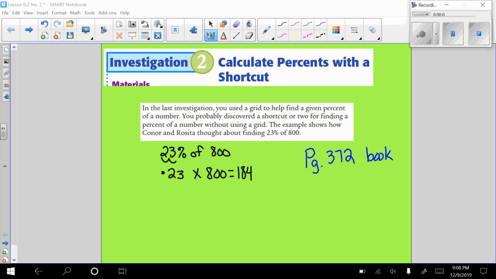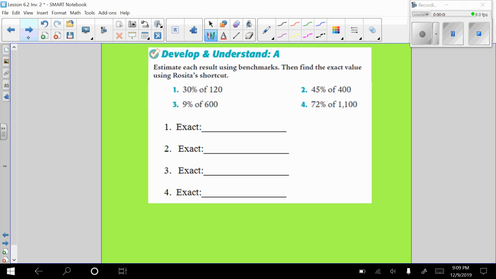Calculate percents with shortcuts. We've already learned the shortcut today. That's where you change the percent to a decimal and multiply. So if I wanted to find 30% of 120, I would take that percent, change it to a decimal, back it up, or divide by 100, and find out that it's 0.30 times 120, which equals 36.